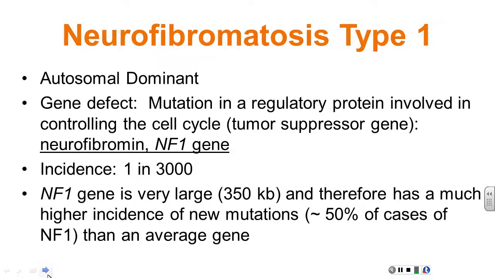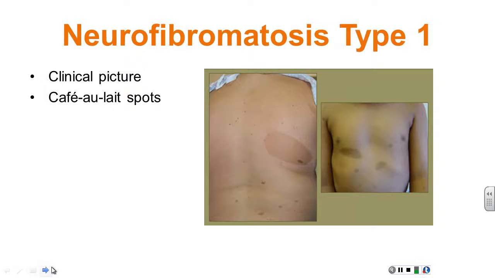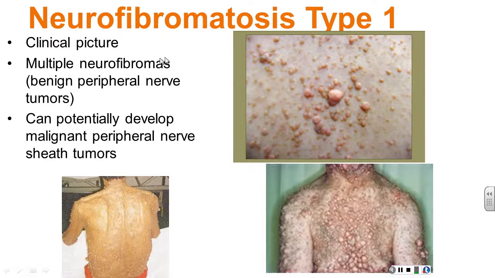So some of the clinical picture about NF type 1, some of the symptoms that you will see. Ccafé au lait spots, that means coffee and milk spots. So that's what you're seeing here on this individual. Very characteristic of NF type 1. Here's the big thing for NF type 1. You have these multiple neurofibromas, which are benign peripheral nerve tumors.